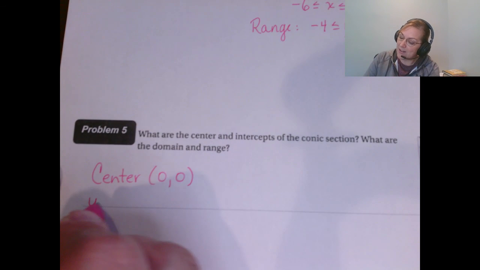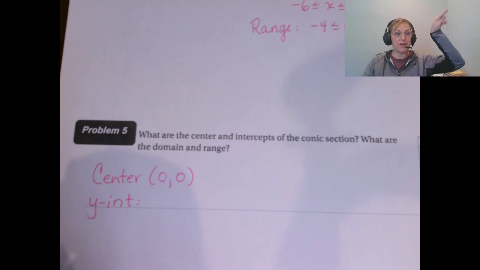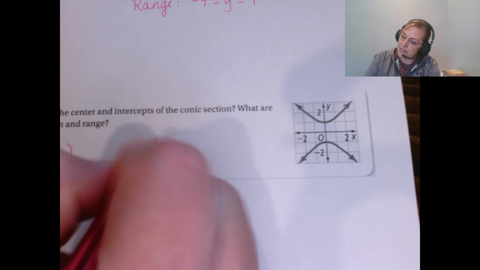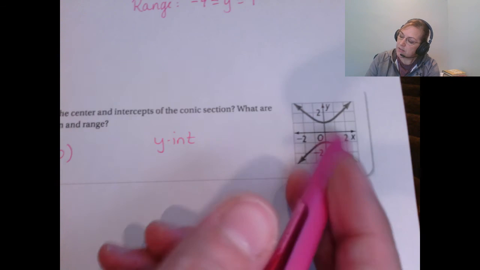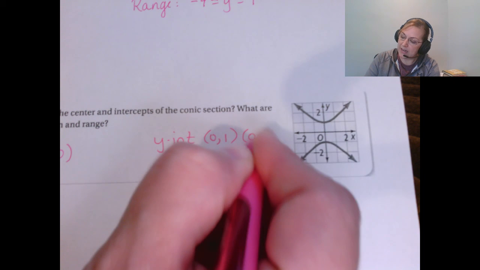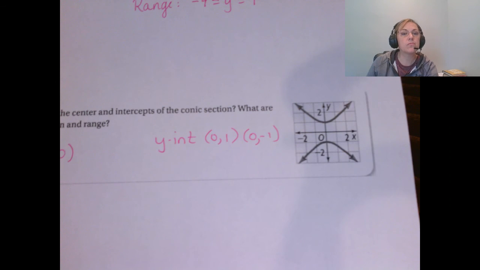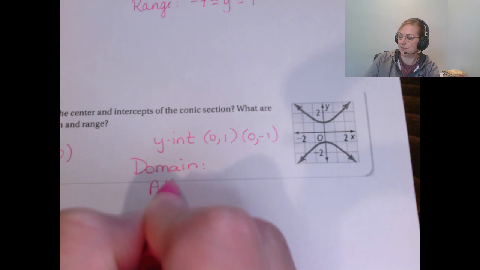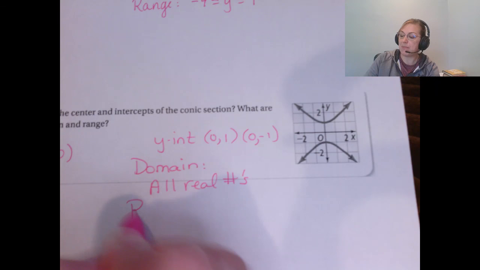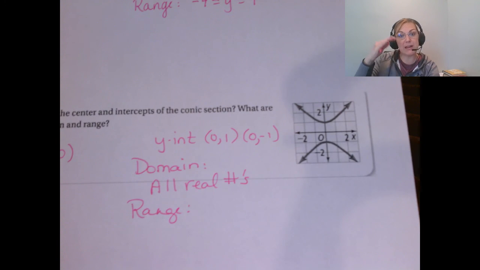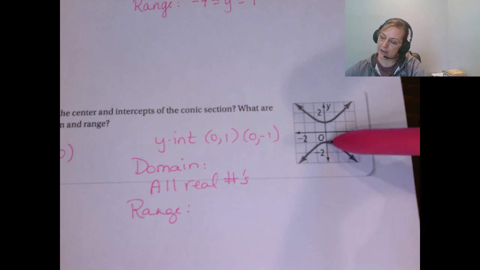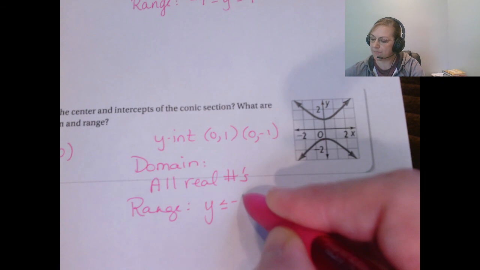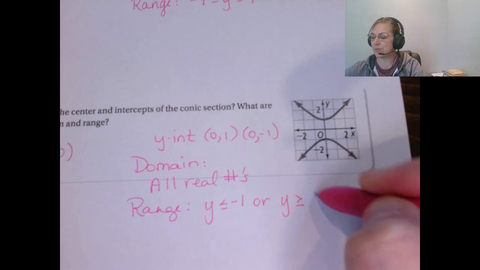My intercepts, looks like I have y-intercepts this time because notice my branches of the hyperbola open up and down, right? So my y-intercepts are at 0, 1 and 0, negative 1. This one's a little different now because my branches open top and bottom. So my domain is now all reals. And my range is the one I have to break apart. So I'm going to break my range from the bottom to my first branch. So I'm going to go y is less than or equal to negative 1, or y is greater than or equal to 1.